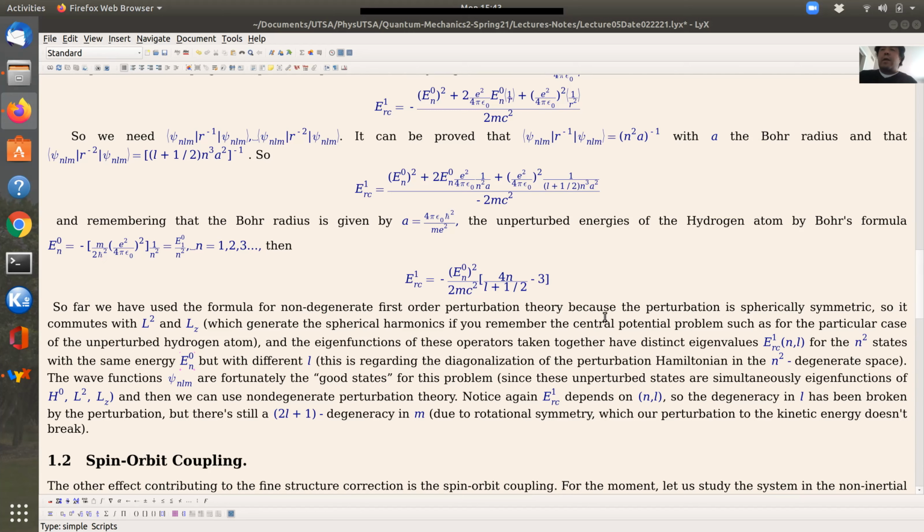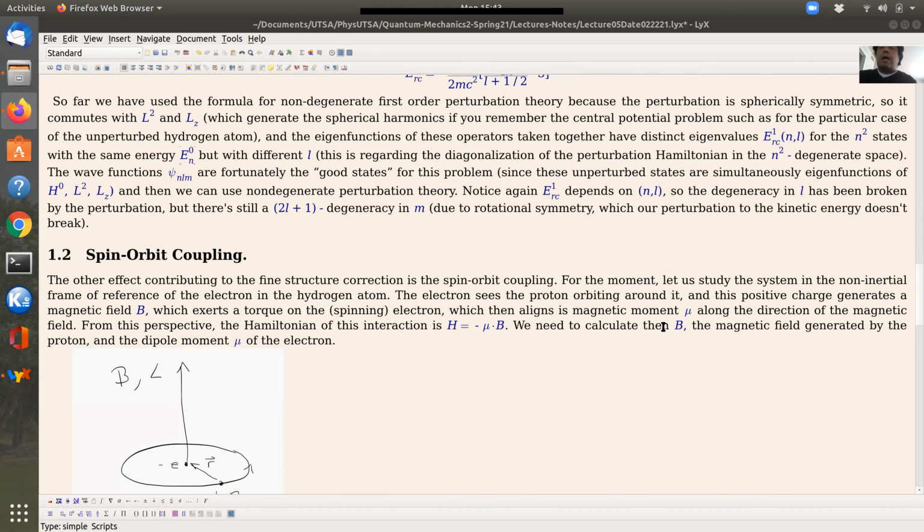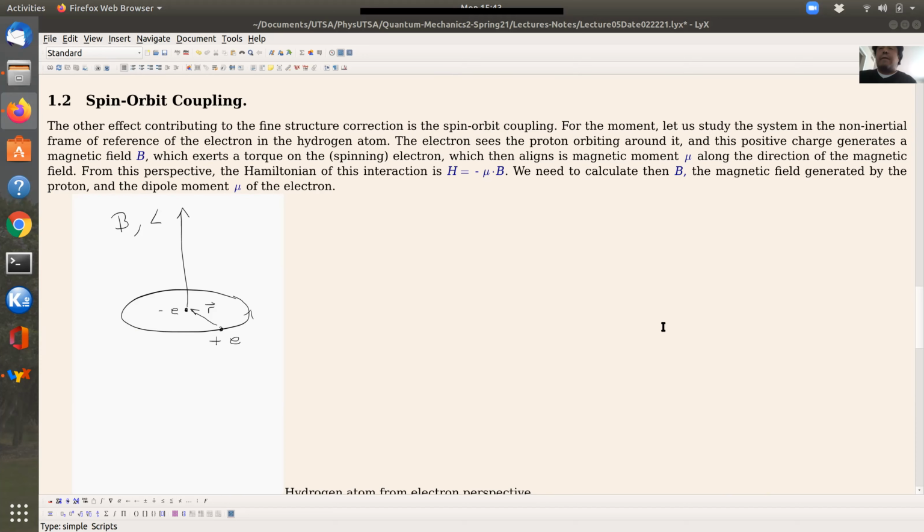So in summary, this is the relativistic correction, which has come from the correction to the kinetic energy, and then a justification to use the non-degenerate formula in this highly degenerate case, which is the hydrogen atom. And so this is only one of the two effects related to the fine structure. The second is related to the spin orbit coupling.